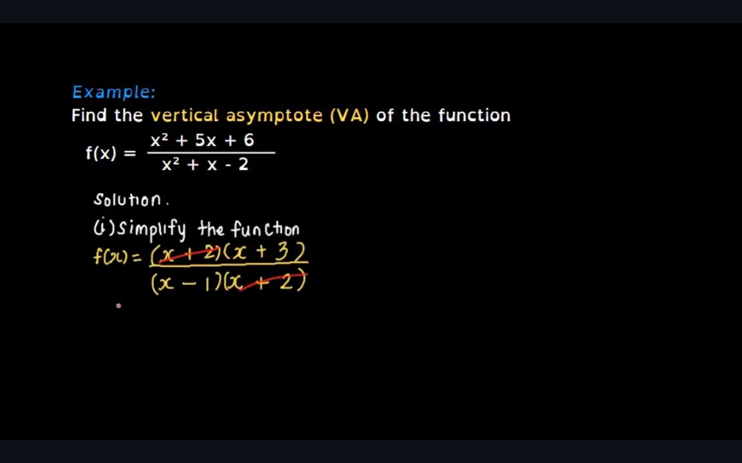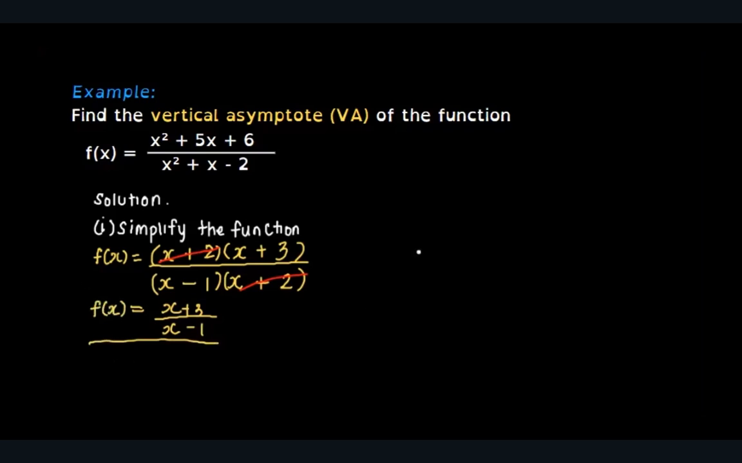Dito, kinancel natin si x plus 2 sa numerator at denominator. And that is equal to, ang matitira na lang is x plus 3 over x minus 1. Okay? So dahil parehas naman sila, cancel natin. So f of x equals x plus 3 over x minus 1. So that is the simplified form of the given function in this case.